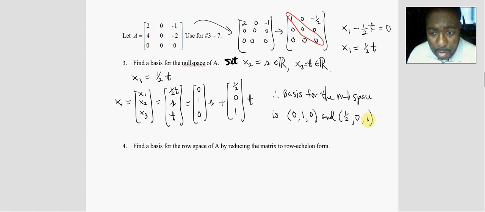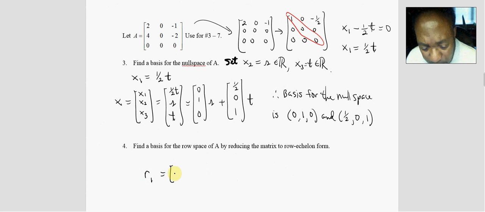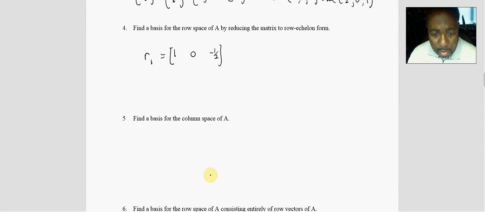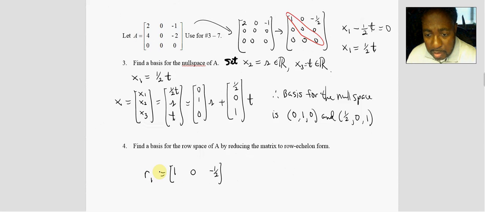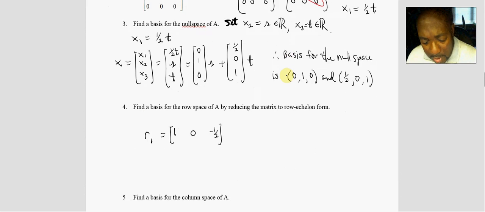The basis for the row space, we reduce the matrix. We have a leading 1 at the first row, so all we have is r sub 1, that first row. The basis for the column space, c sub 1. That corresponds to the first column where we have the leading one.